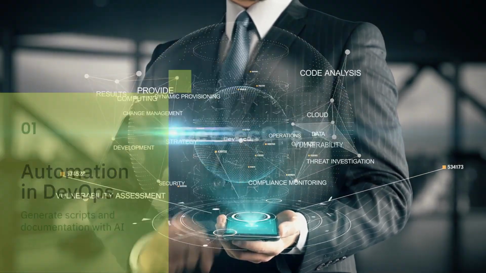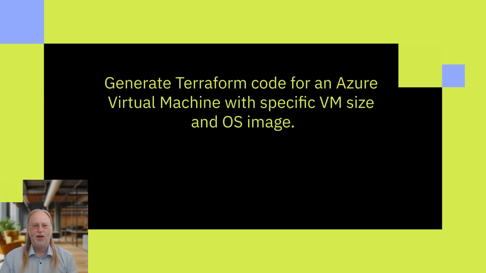For instance, when generating Terraform code for an Azure virtual machine, a simple prompt like "Generate Terraform code for an Azure virtual machine" might result in a basic template with standard parameters. If you need infrastructure-specific details, refining the prompt to include a specific VM size, OS image, and networking configurations will yield a more tailored response.